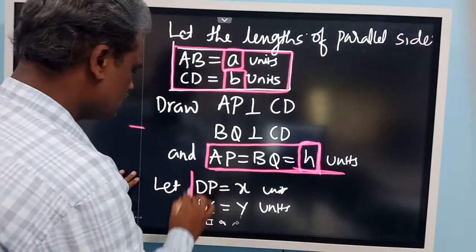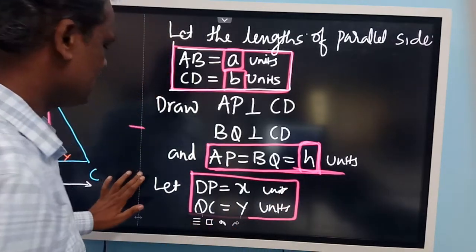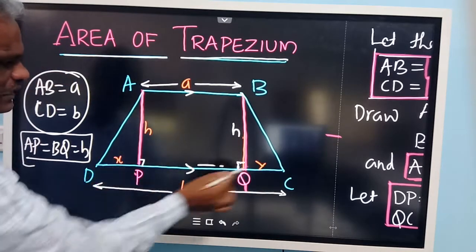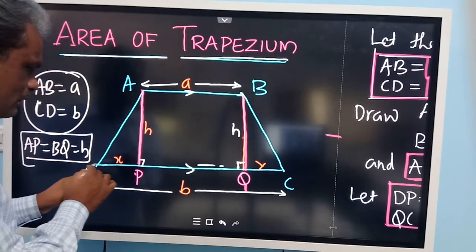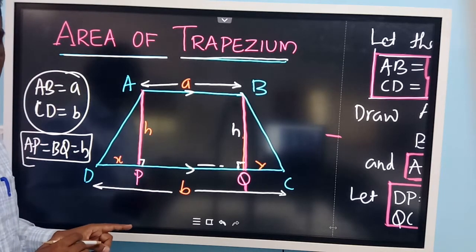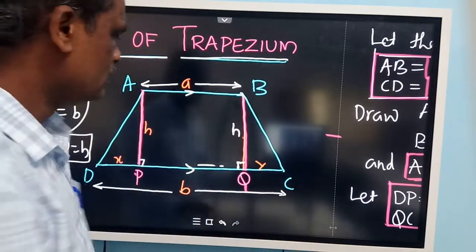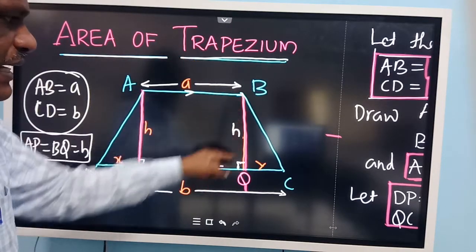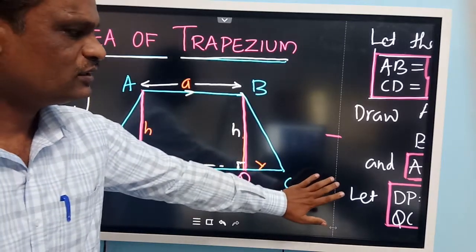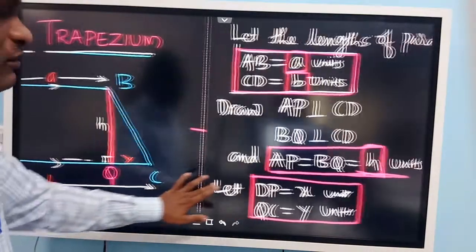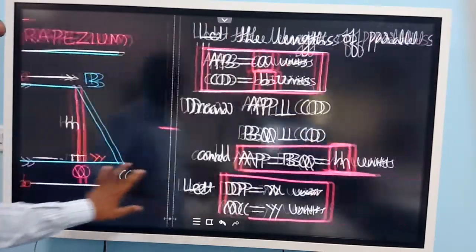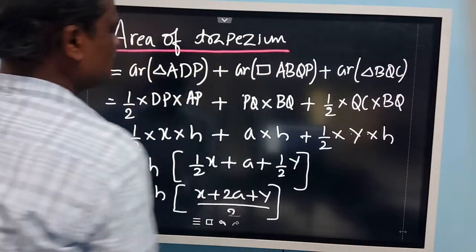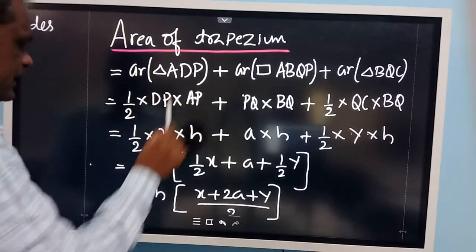And these two, DP from here to here and CQ from here to here, I have taken as X and Y, because I want to apply the formula half into base into height. You understood now? The units I have taken are A, B, H, this is X, this is Y. So now let us apply the formula to find the area of this triangle. First, the total area of this trapezium: area of the trapezium is equal to area of ADP.